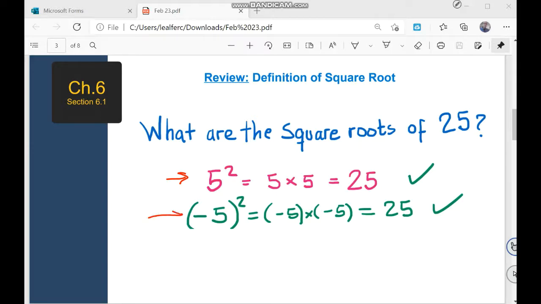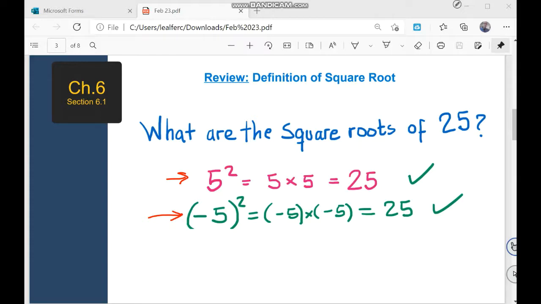And you can find another square root. Negative 5 squared equals negative 5 times negative 5. Negative with negative is positive. 5 times 5, 25. And for 25, we're going to have two square roots: 5 and negative 5. Okay?